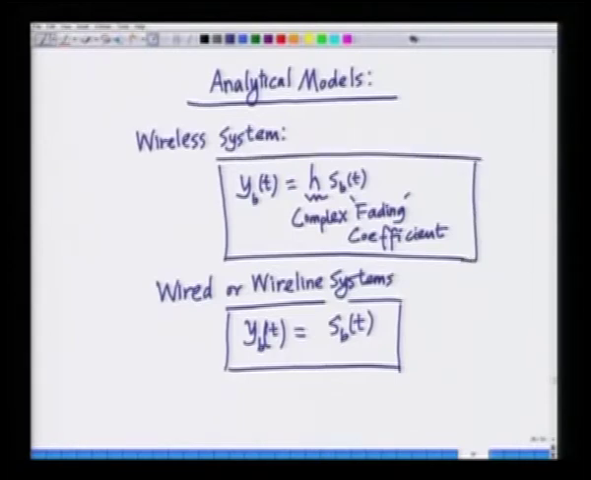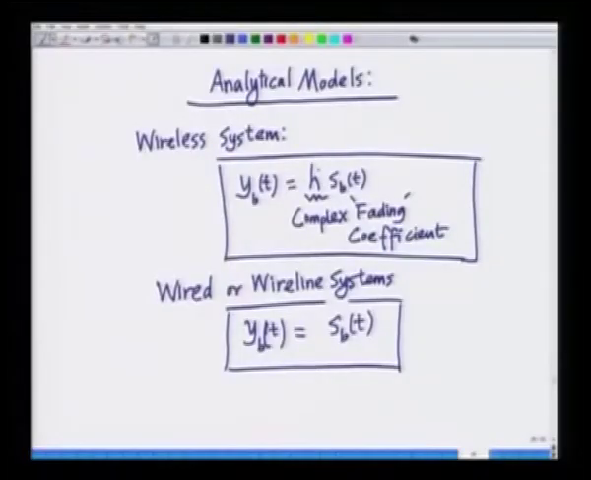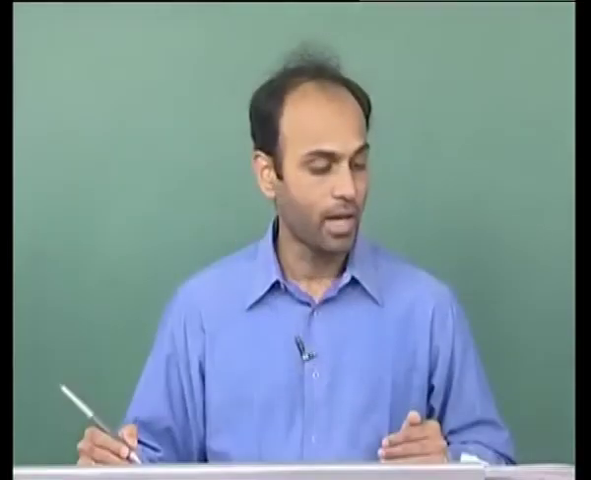What we are going to do next is compare wireless and wireline systems, but before that we will try to better understand the properties of this complex fading coefficient h. What we will try to do is statistically analyze this h and draw some conclusions about its behavior, or conclusions about the randomness of this h. I mean, what kind of behavior does this complex fading coefficient h exhibit.